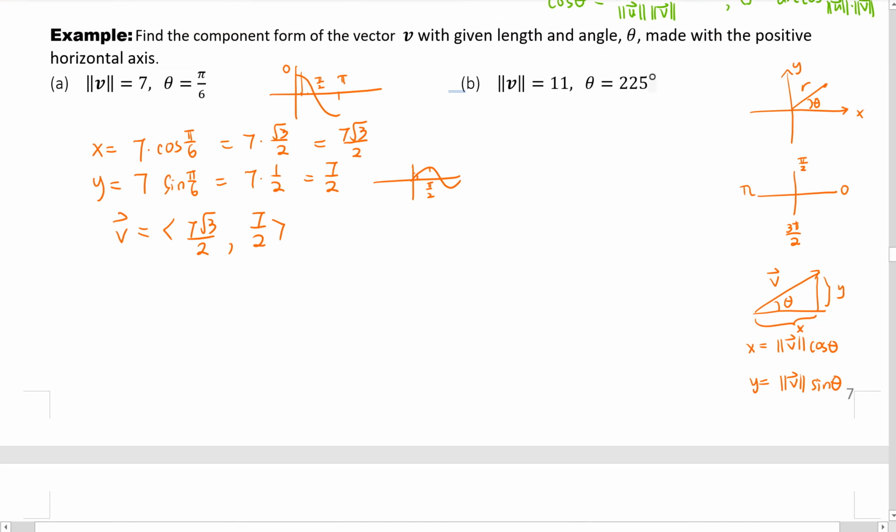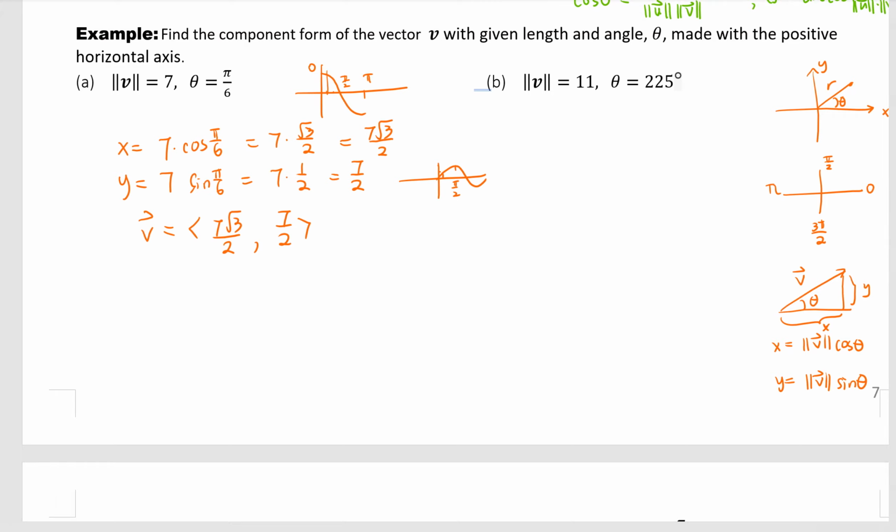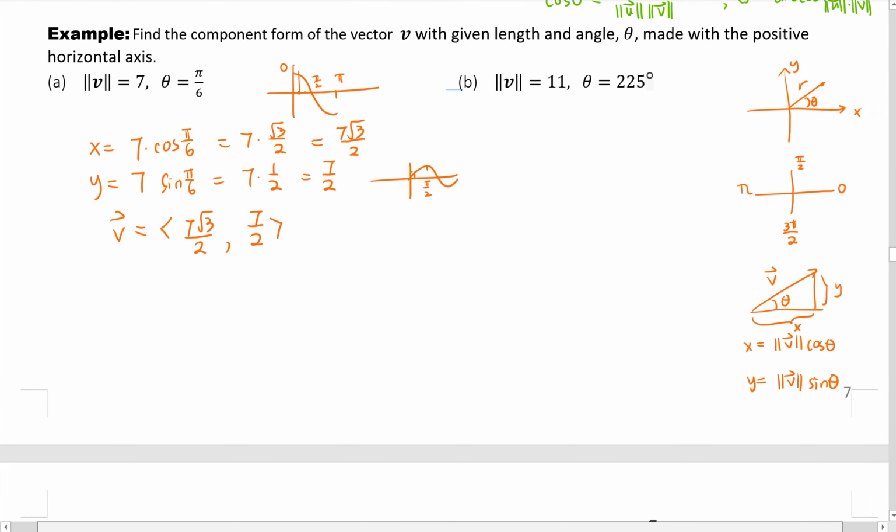Okay, let's see. We have the angle theta. Sorry, something is wrong with my word. Let's see.